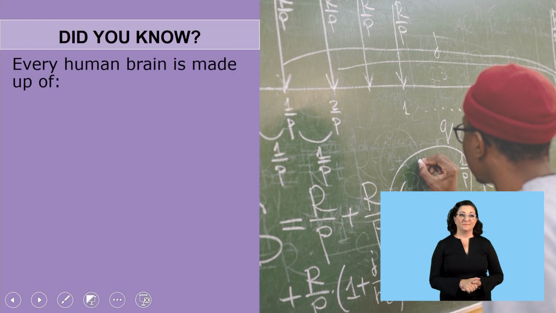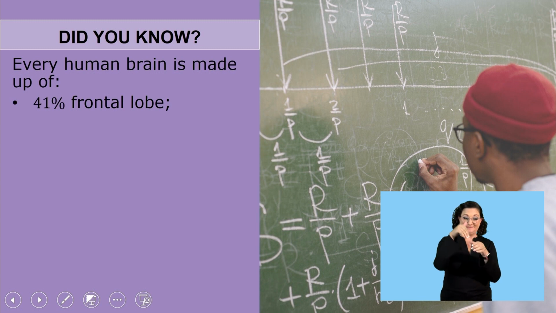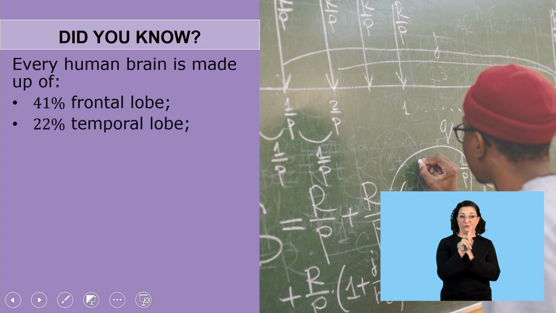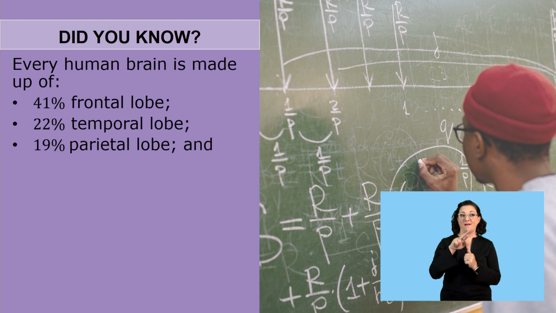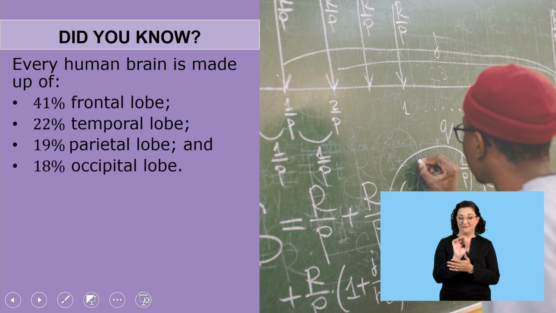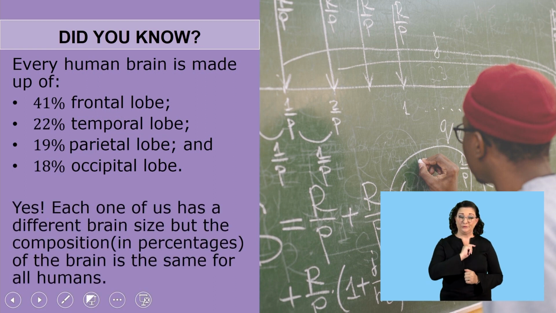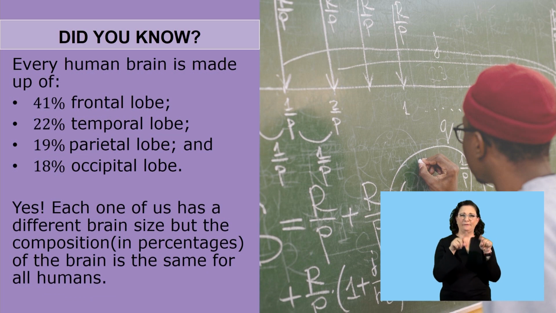Let's look at an interesting fact. Did you know that every one of us has a brain that is made up of 41% frontal lobe, 22% temporal lobe, 19% parietal lobe, and 18% occipital lobe? And all these, when you add, will give you 100%, which is a complete picture. And it's true, each one of us has a different size brain, but we have the same percentage as these four things are showing here.